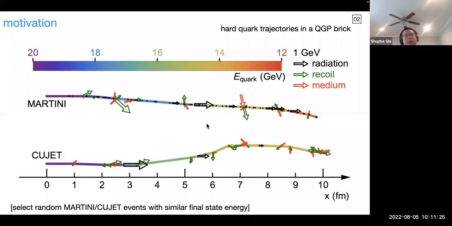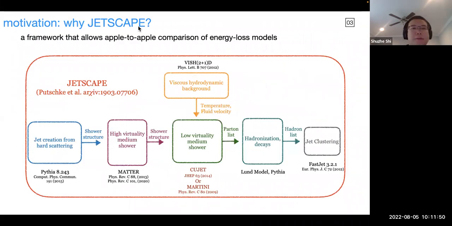So one tough question is, in comparing these two models, or when looking at the more differential variables, how do we know the difference comes from the difference in the energy loss model rather than the rest? So this issue can be solved by implementing the JETSCAPE framework.